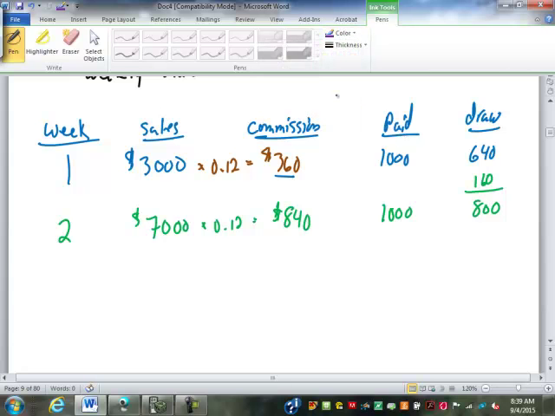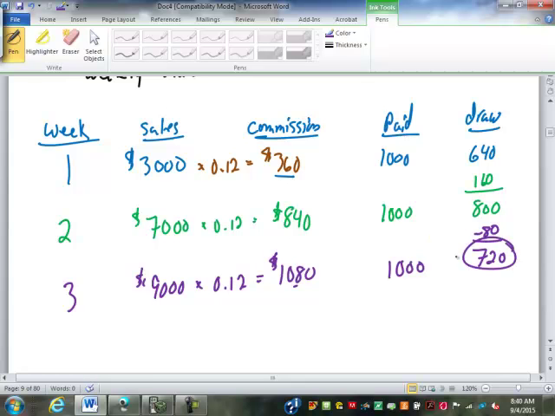Let's say week 3. Week 3, you hit your stride a little bit. You make $9,000 in sales times your 0.12 or 12%. That is $1,080. Woohoo! You're over $1,000. You get a bonus that week, right? No, guess how much you get paid? $1,000. Where'd that other $80 go? Pays back the draw.